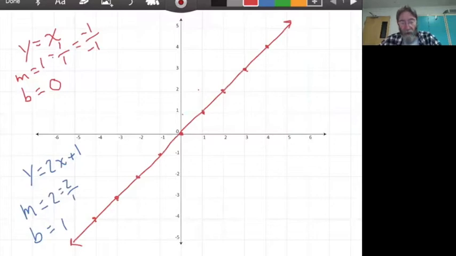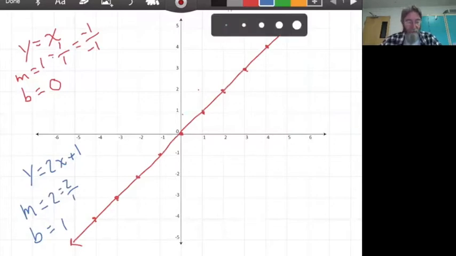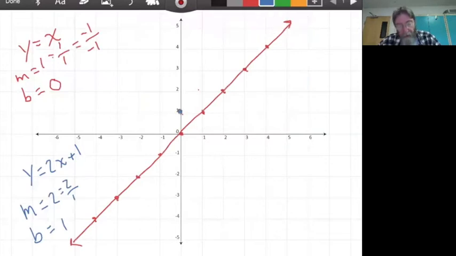Now let's graph our line, y equals 2x plus 1. So we start at our y-intercept, which is b equals 1. So we go to 1 on our y-axis, right there. And our slope is 2 over 1. It means up 2, right 1, up 2, right 1.